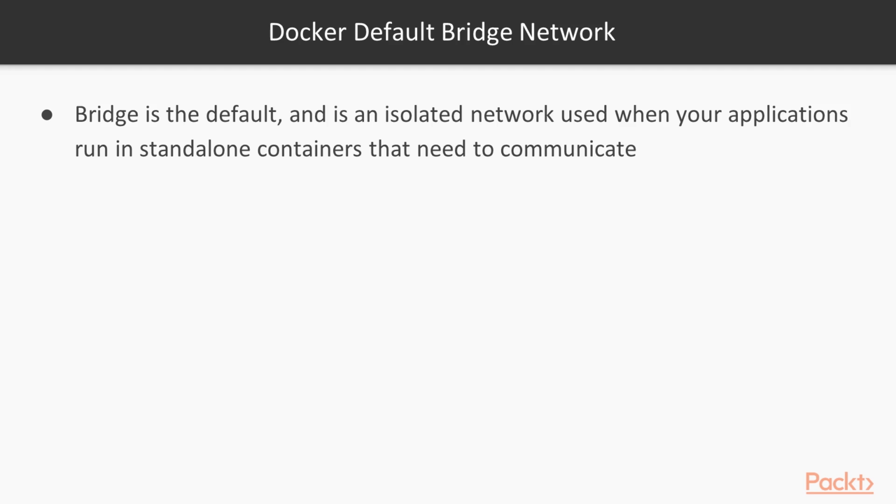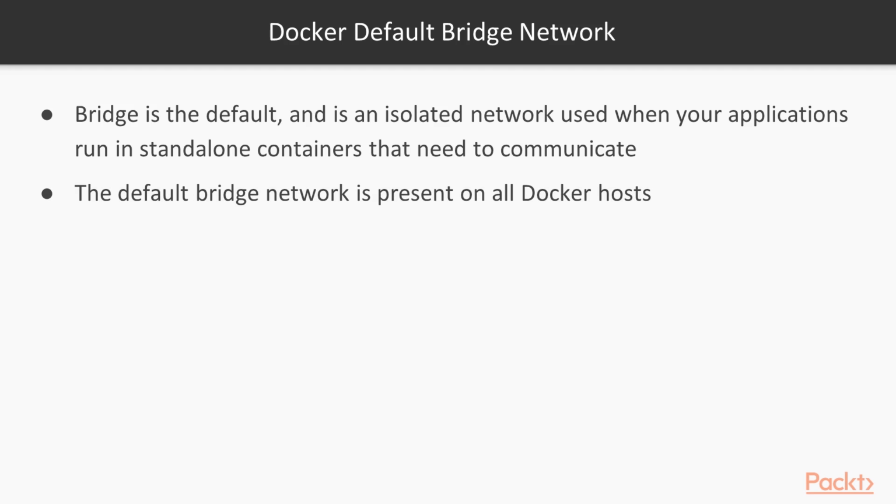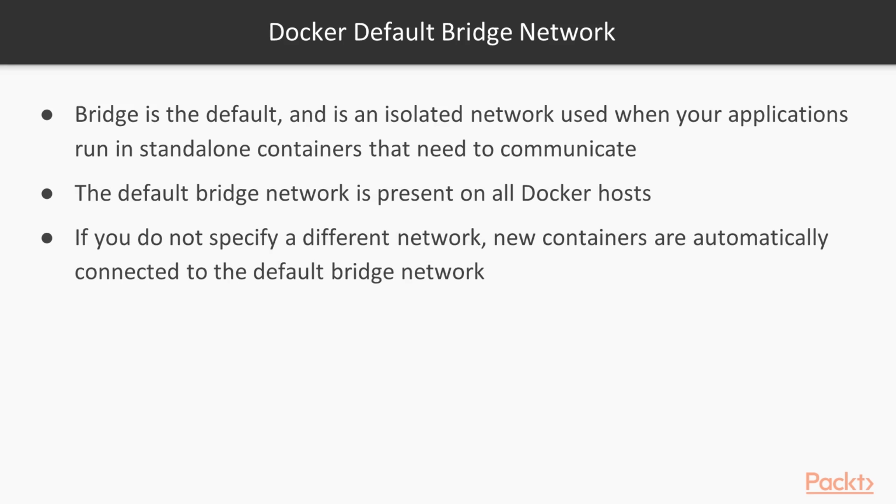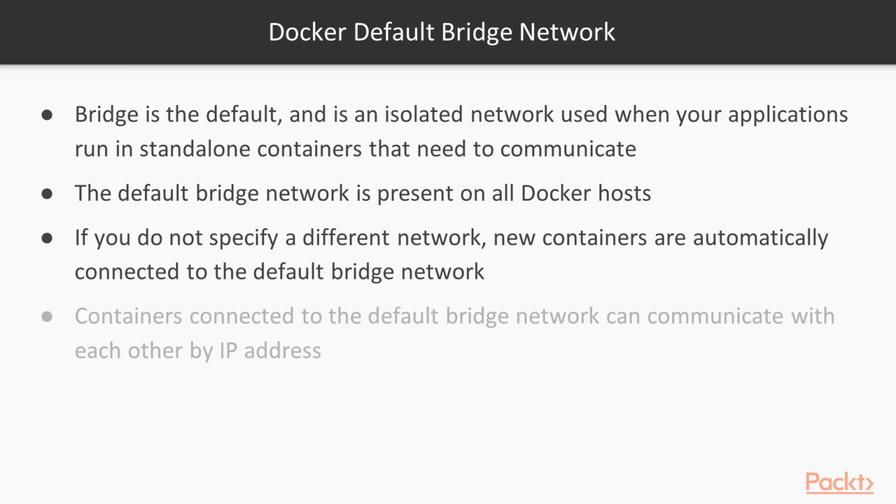The bridge is the default network type in Docker and is an isolated network used when your applications run in standalone containers that need to communicate. The default bridge network is present on all Docker hosts. If you do not specify a different network, new containers are automatically connected to the default bridge network. Containers connected to the default bridge network can communicate with each other over IP address.